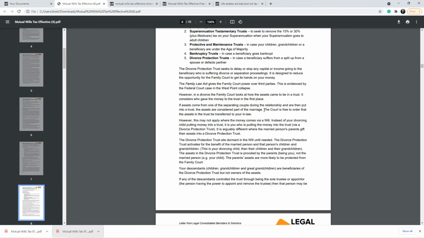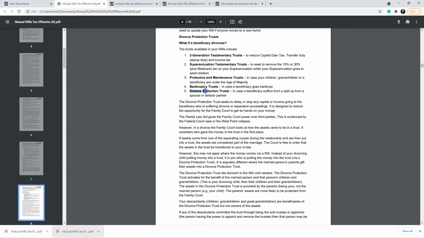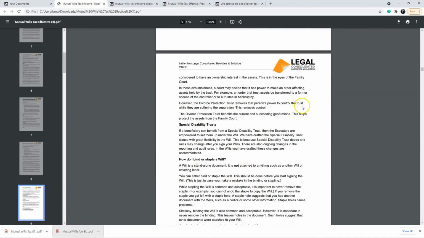Effective divorce. It's interesting, the will contains a divorce protection trust so that if one of your children gets divorced, the assets are protected from the divorce proceedings. And that not only helps the vulnerable child, but all your children, also your grandchildren and great-grandchildren, because the three-generational testimony trust operates for up to 80 years from the date of your death, and in South Australia it acts indefinitely.